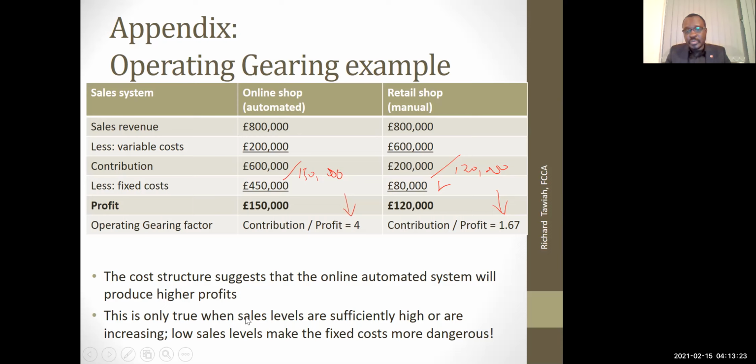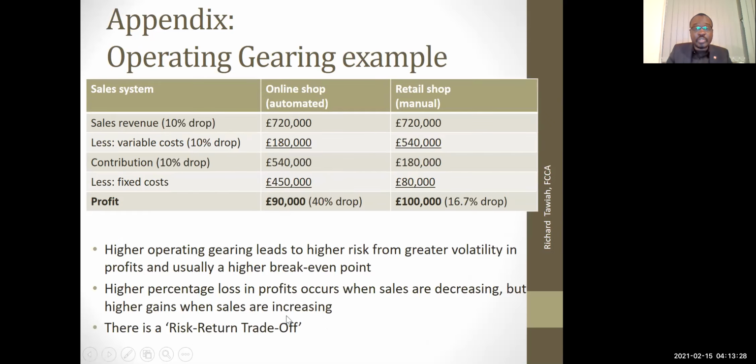This is only true when sales are sufficiently high or are increasing, but low sales levels make fixed costs more dangerous. Let's look at another scenario. Let's say sales revenue drops by 10% both ways. We get 720,000. Variable costs will surely drop because they move in line with activity level, so they become 180 and 540. Which means contribution will also drop by 10%. We get 540 and 180. Fixed cost will remain unchanged. It's not affected. So we end up getting overall profit of 90 and 100.